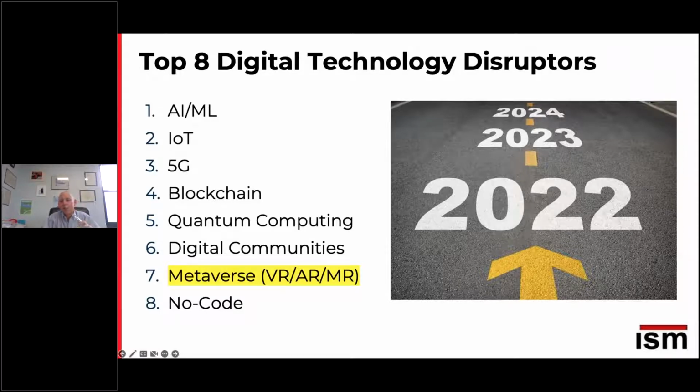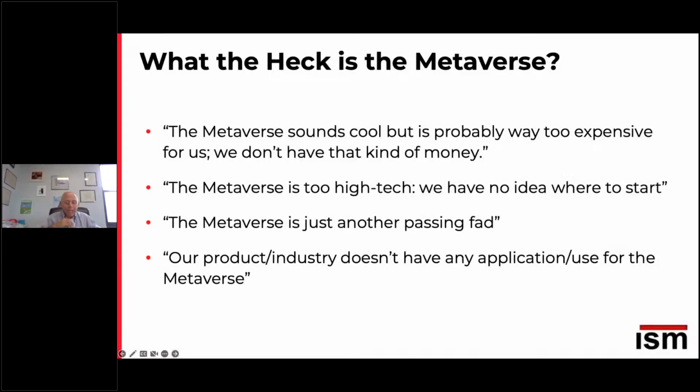Let me go to the next slide, which is the 7th digital technology disruptor. And that's the metaverse, also maybe referred to as the virtual world. Many of you may know it as virtual reality, augmented reality, mixed reality, extended reality. It's a whole bunch of terms that are coming out now. So the question, of course, is what the heck is the metaverse?